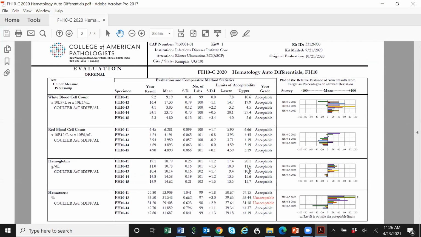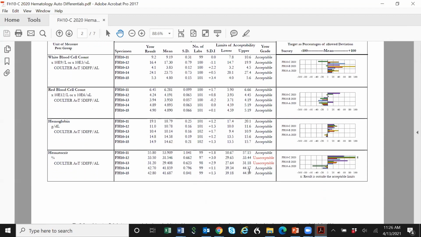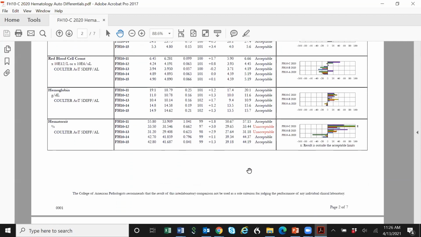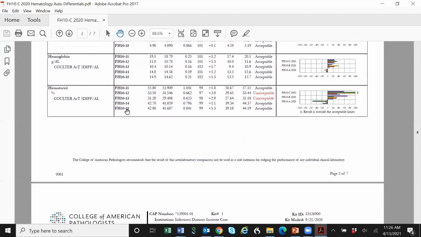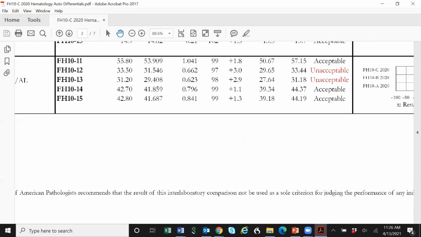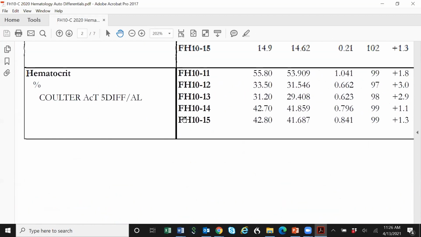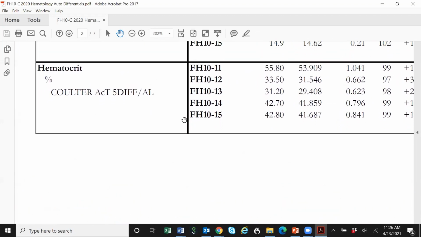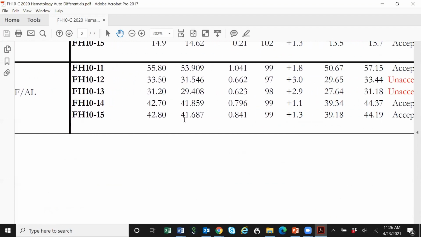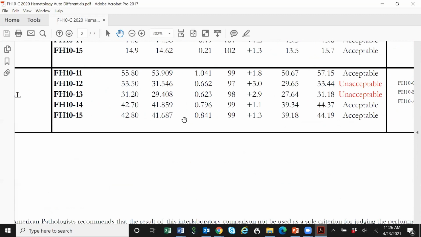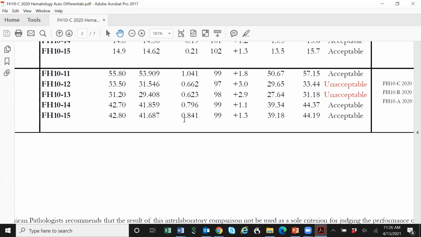That's how you interpret an EQA sheet, and you do that for all the different analytes as you go down. As you scroll down, you'll notice that there was an unacceptable performance for hematocrit. So let me zoom in here. Again, we have the name on the left. It says hematocrit as a percentage. And these are the 5 samples, FH10 or 11 through 15. You can see that for the first one, the mean performance was 53.9, and we came in at 55.8, so we passed because it's within the range here.